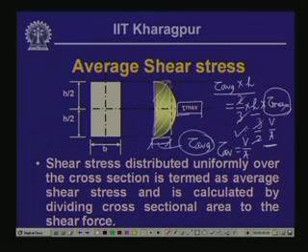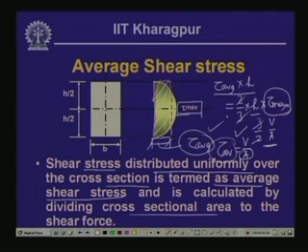Now, where V is the shear force and A is the cross sectional area, and as you can see, we are assuming that the stress is uniformly distributed over the entire cross section, and that is why it is called average. So, shear stress distributed uniformly over the cross section is termed as the average shear stress and is calculated as the shear force divided by the cross sectional area, which will give us the value of tau average. So, these were the questions which were posed last time, and these are the answers corresponding to that.